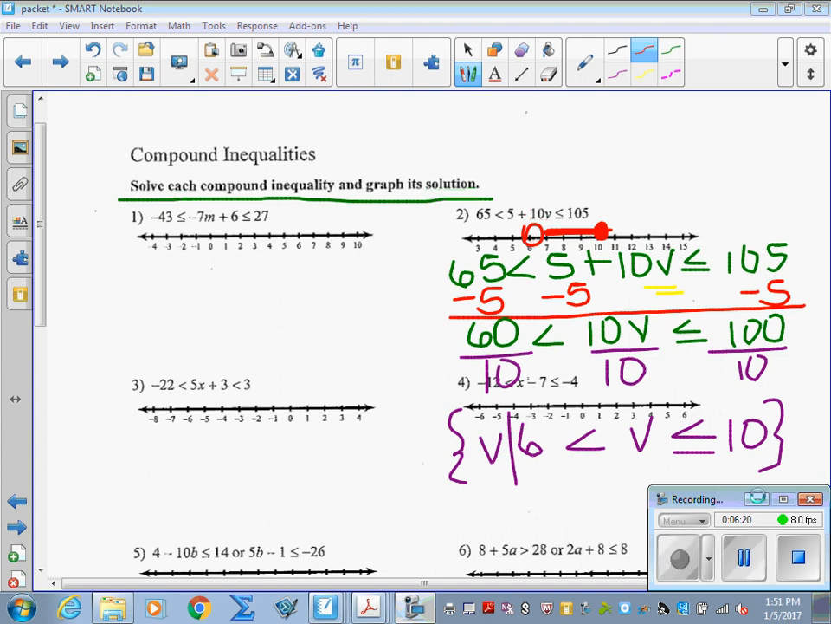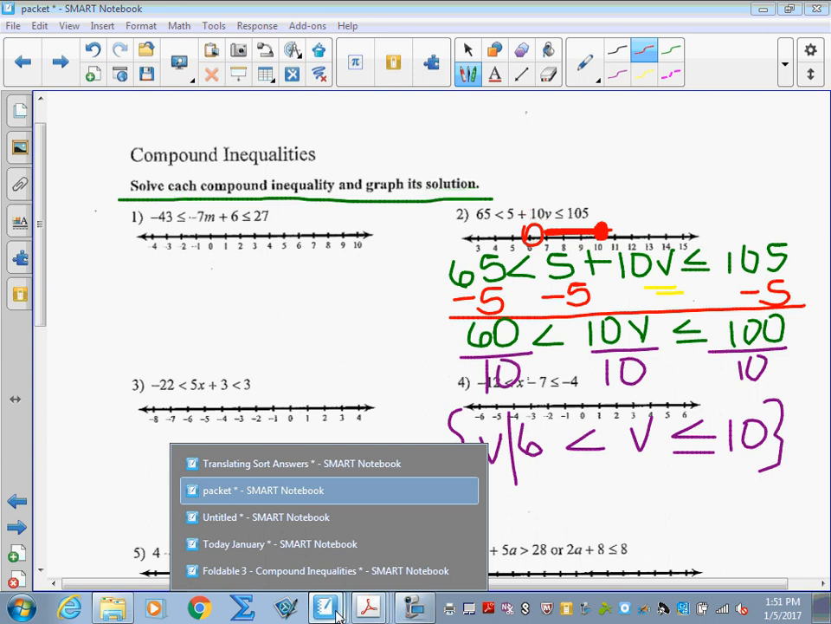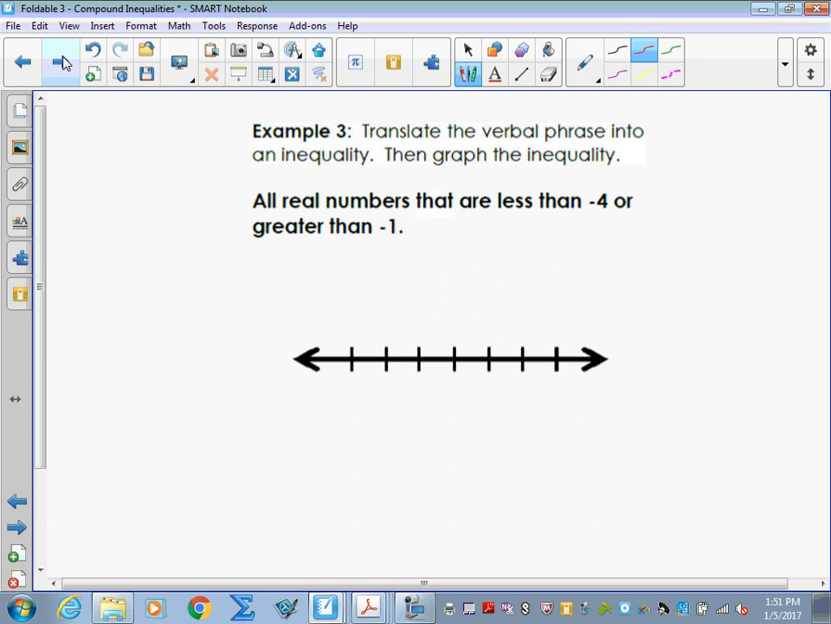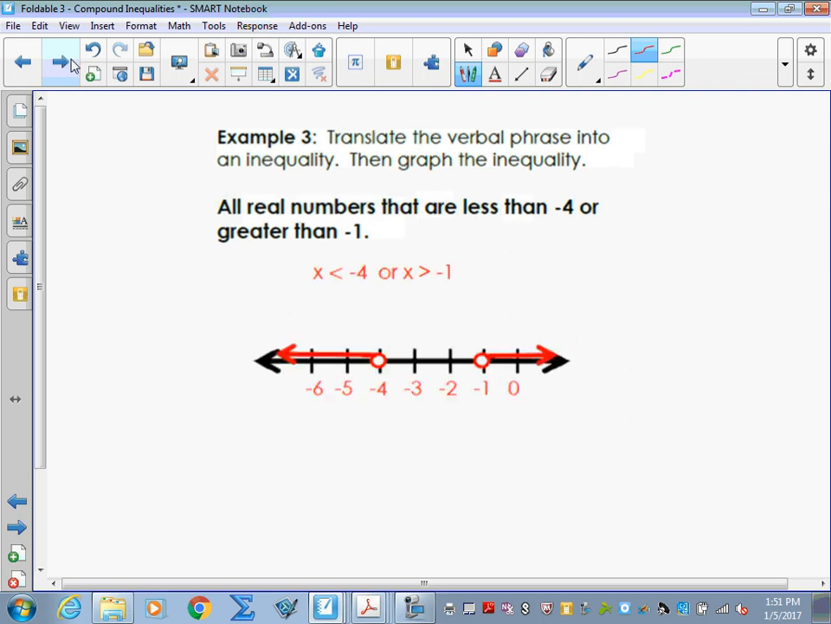All right, so let's go back to our foldable. And we're going to take a look at this problem here. Example 3 is an OR problem. So to write this as an OR statement, this is what you would do. All real numbers, let's call that x, that are less than -4, so there you go. Or, so there's the word or, greater than -1.